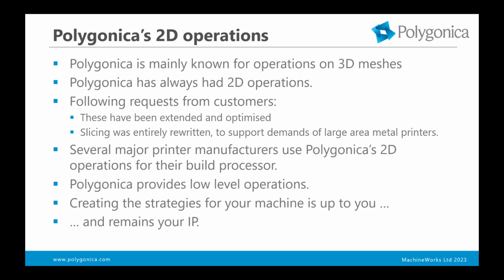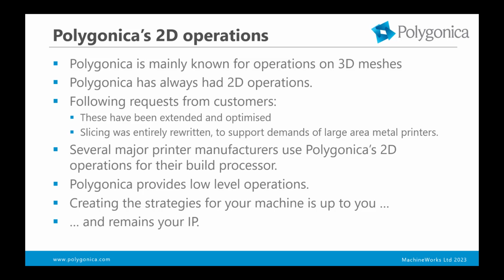Okay, so firstly, a bit of background and overview about Polygonica's 2D operations. Polygonica has long been known, particularly in additive manufacturing, but also in other markets, for really fast, robust operations on 3D meshes. So automatic mesh healing, fast booleans, fast offsetting, remeshing, shrink wrap, decimation, etc. And these are pretty widely used in the additive manufacturing industry. But Polygonica has always had 2D operations, as has MachineWorks, in fact. So, some of these 2D operations were put in back in 1994, 95.